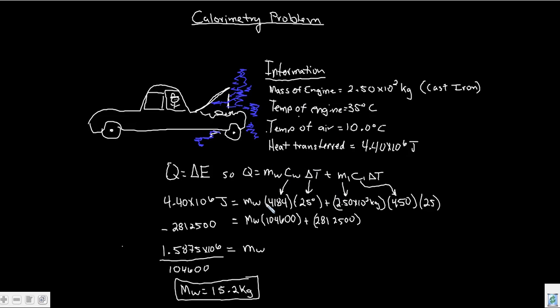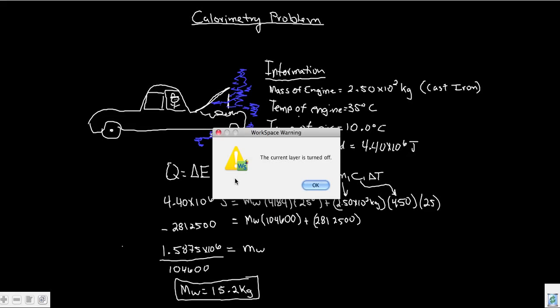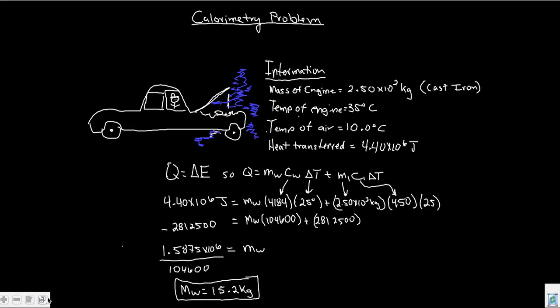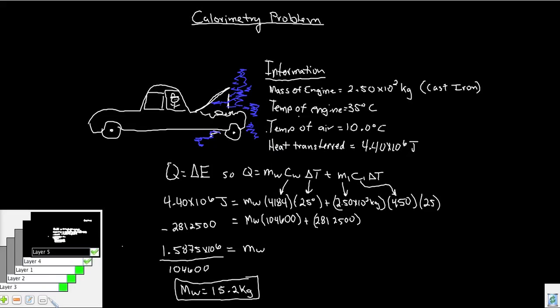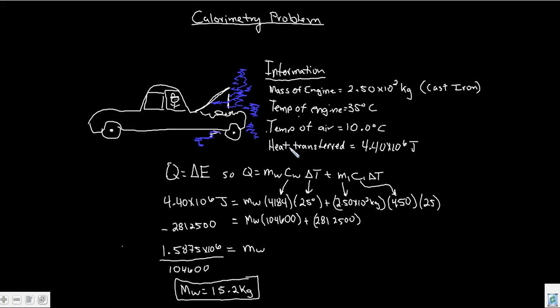So we need to figure this out because the water is part of this thing. We need to put it back in. So if we go ahead and plug in what we know, our Q right here, sorry about that, we know that our Q is the amount of heat transferred. So that's 4.40 times 10 to the 6 joules. Our mass of water is our unknown, but we know our specific heat of water, and we know the change in temperature is 25 degrees.